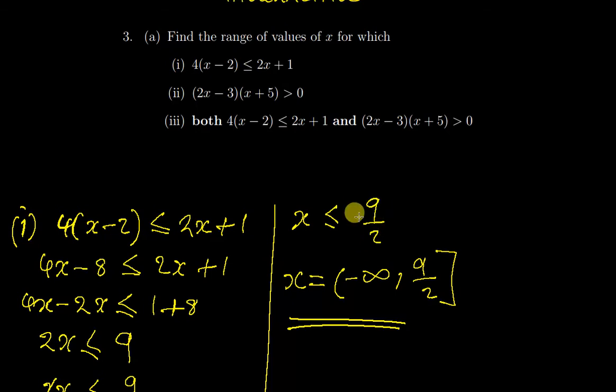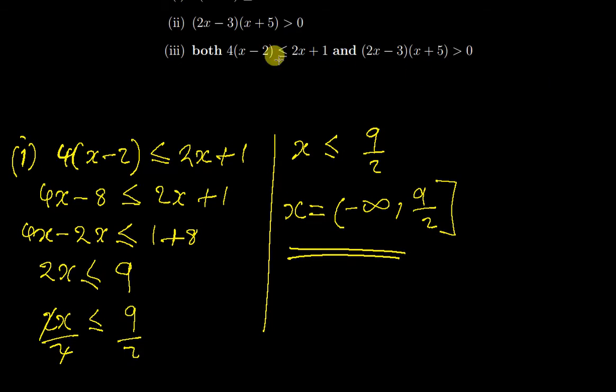You can also try to test these values. Let's take any number that is less than 9 over 2. 9 over 2 is the same as 4.5. So any number less than 4.5, we can even take 4. When you put 4 there, you have 4 minus 2, that gives you 2. 2 times 4 is 8. And on this side you have 2 times 4, that is 8, plus 1, that is 9. So 8 is less than 9, which is correct. So the solution is correct. That's how you test if your answer is correct or wrong.